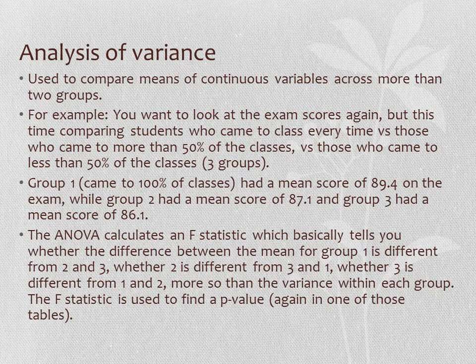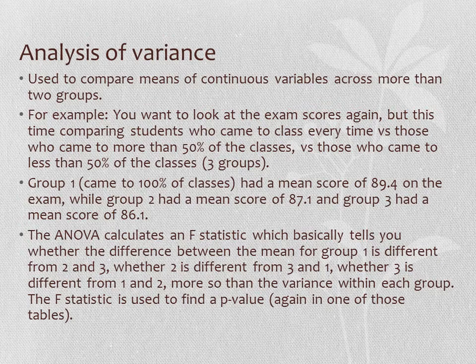It doesn't tell you which one, of course, because it can't. It's just looking at all 3 of them, or all 4 or all 5, depending how many you have. So it basically just tells you one or more of these is an outlier from the other 2, and it's enough of an outlier that it's statistically significant. And the F statistic is, again, used to find a p-value.